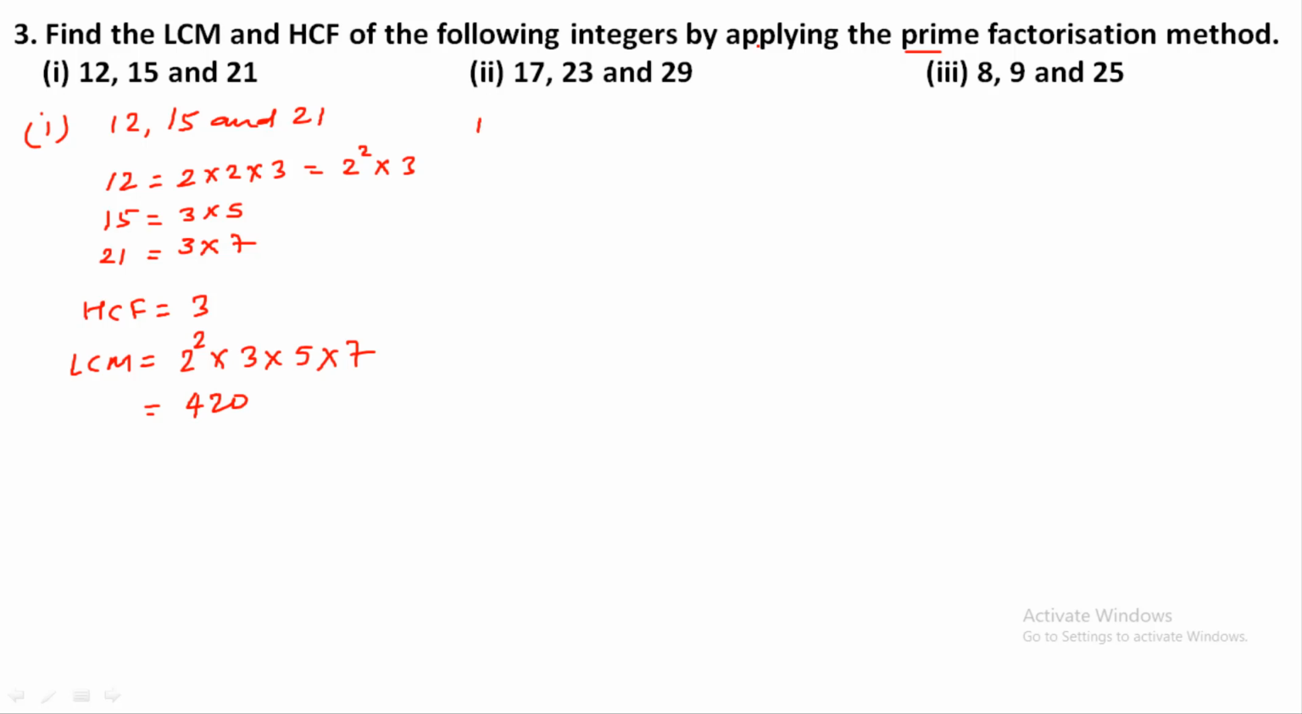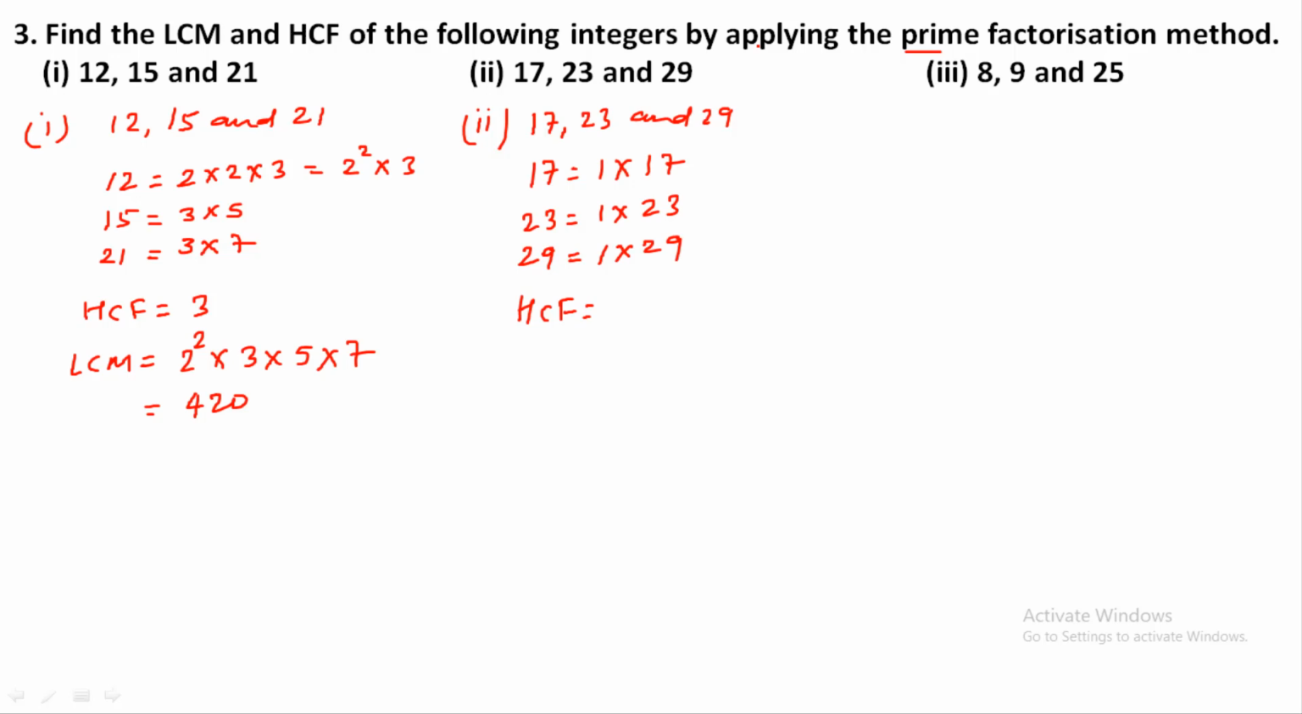Now let's do it. So second part, 17, 23 and 29. So 17, as we know that 17 is a prime number, so this can be written as 1 into 17. 23 is also a prime number, so this can be written as 1 into 23, and 29 also can be written as 1 into 29. So what will be HCF? So common factor क्या है, 1. So the answer HCF क्या हो जाएगा, 1.